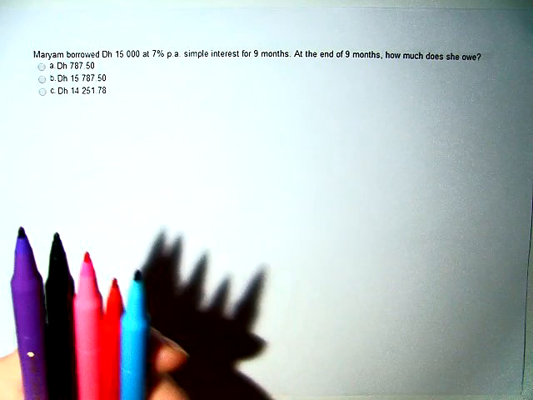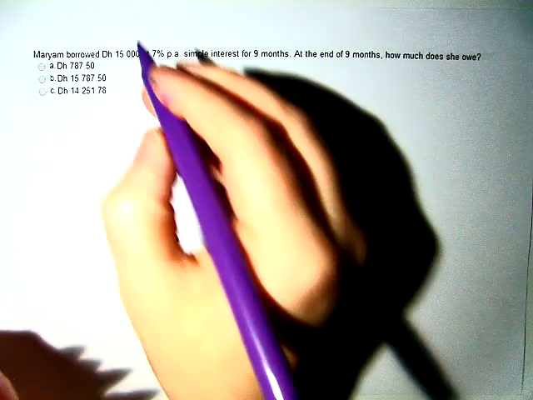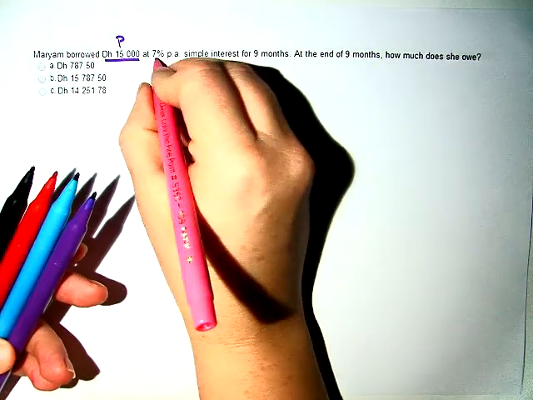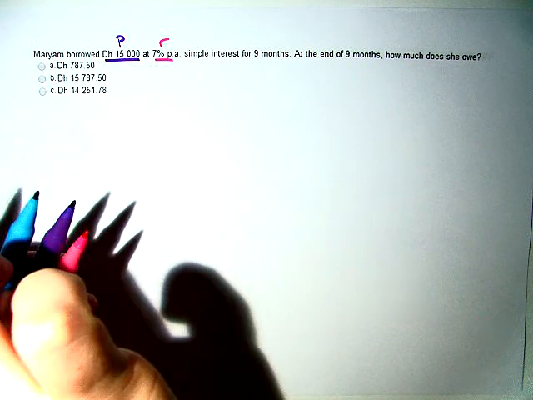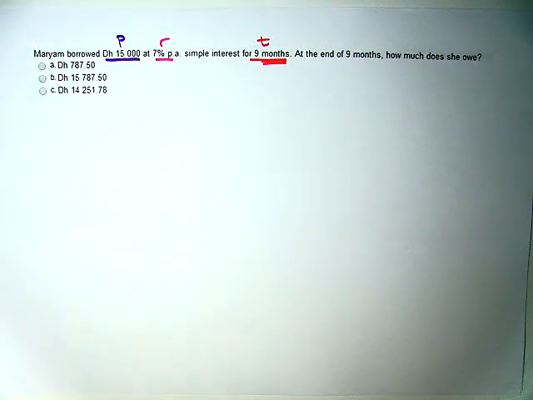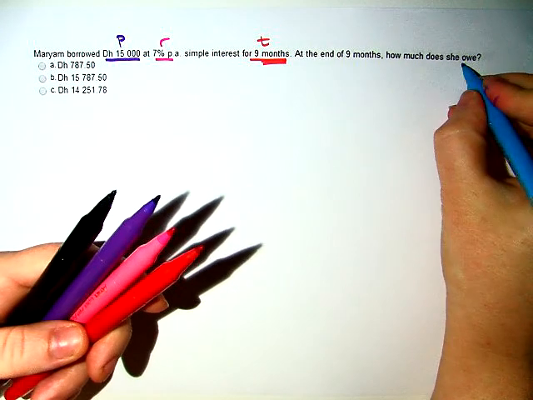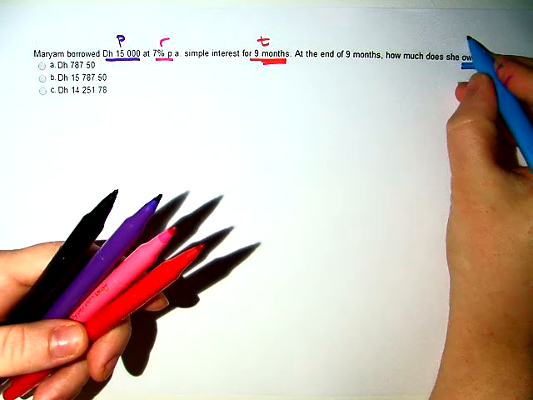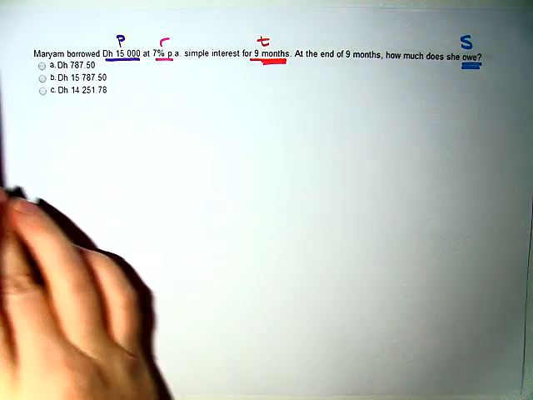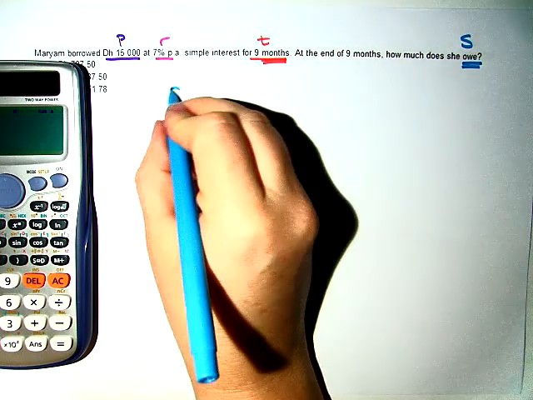Okay. Miriam borrowed 15,000, so that would be my principal, at 7% simple interest for 9 months. So that's my time, and please note it says months. At the end of 9 months, how much does she owe? So it's asking for S. It is not asking for the interest. Please be aware of this when you're solving. So we're going to go ahead and plug it in directly.